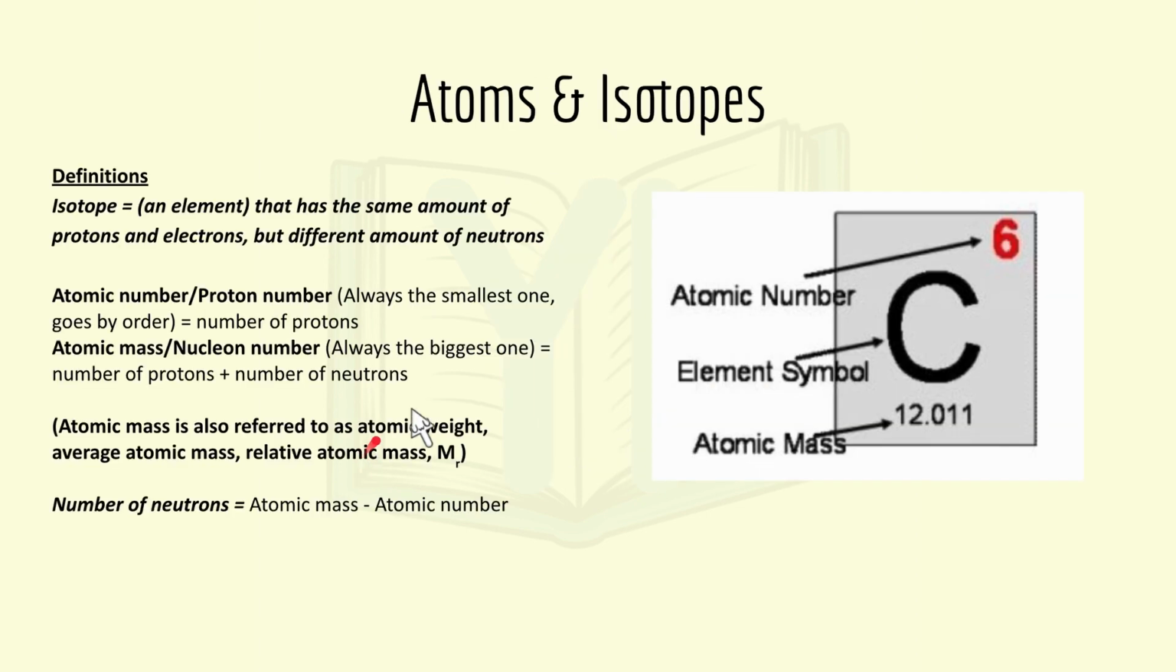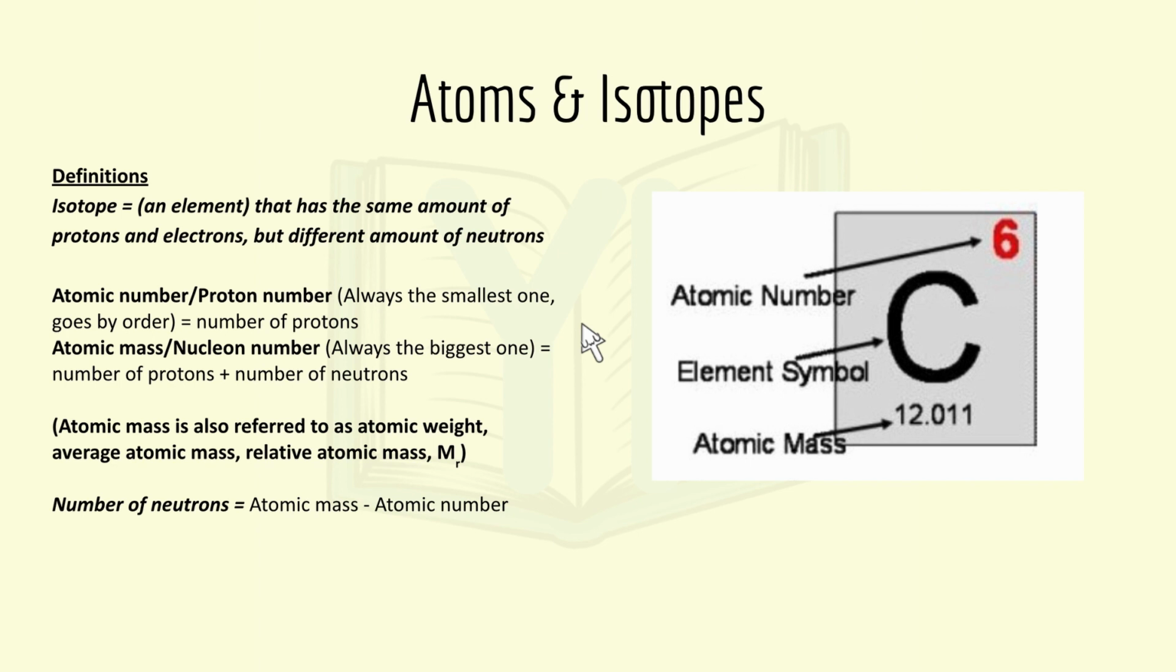So starting with the first lesson being atoms and isotopes. So here are some definitions. Isotopes is an element that has the same amount of protons and electrons but different amount of neutrons. And atomic or the proton number is always the smaller one, and it goes by order. It's the number of protons.